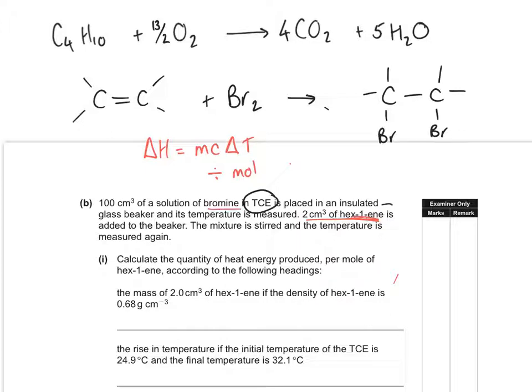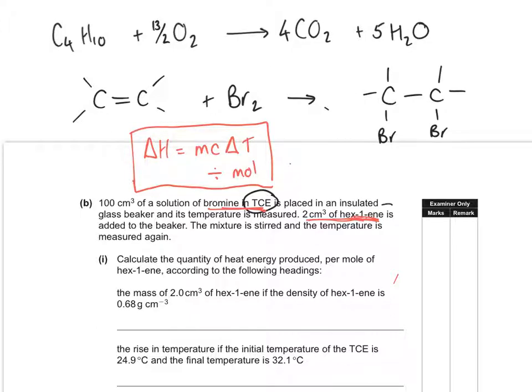You've got bromine dissolved in TCE, and then we're reacting it with a certain amount of hexene and seeing what the molar enthalpy of bromination is. What is the molar enthalpy change during this reaction? So this is what you need to remember. This is a two-step process, very simply. Now there's a lot of values given in these questions, and that's the hard part, deciding what values to use, but it's really just a two-step process. Do your delta H equals mc delta T, and then divide by your number of moles.